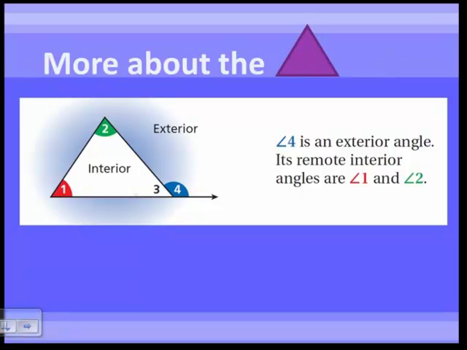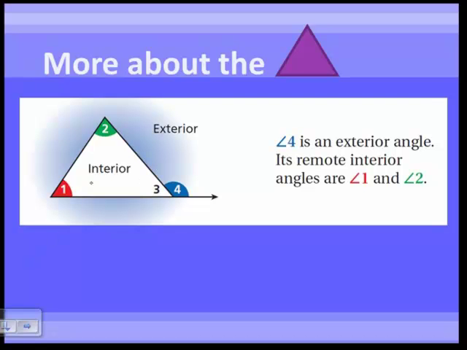A little bit more about triangles. If you were to take one side of a triangle and extend it, you would get this angle on the exterior of the triangle. So here's the interior of the triangle, and then outside would be the exterior of the triangle. So we would call angle 4 an exterior angle.